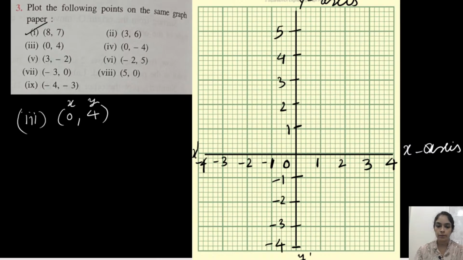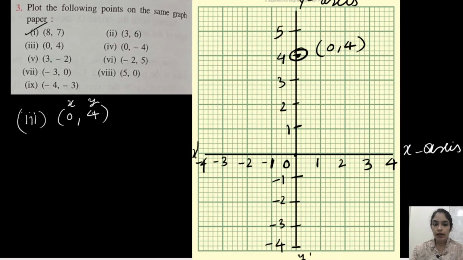Now how to plot? Always, we locate the x-axis value first. Here the x-axis value is 0, so 0 lies here at the origin. Now along the y-axis you have to go towards that number, up or down. This point is 0, 4. I have located 0, and 4 is on the upside, so I'll go vertically straight up. So this point is 0, 4.